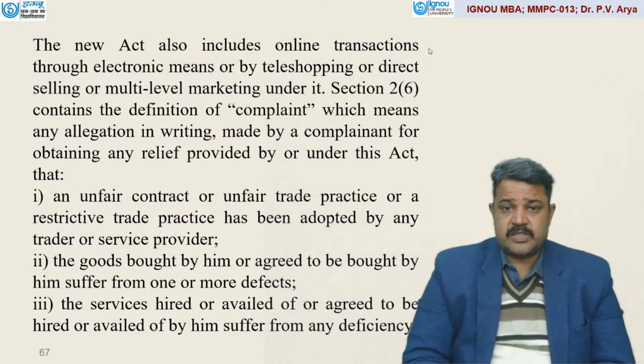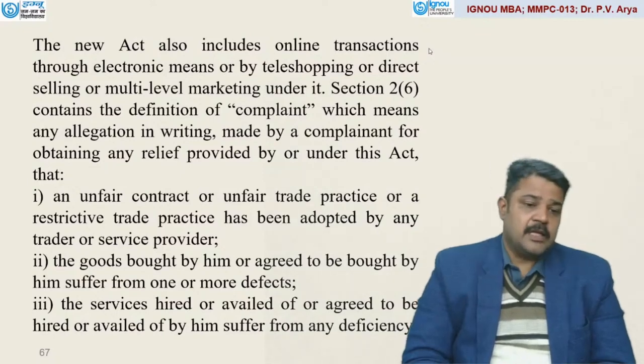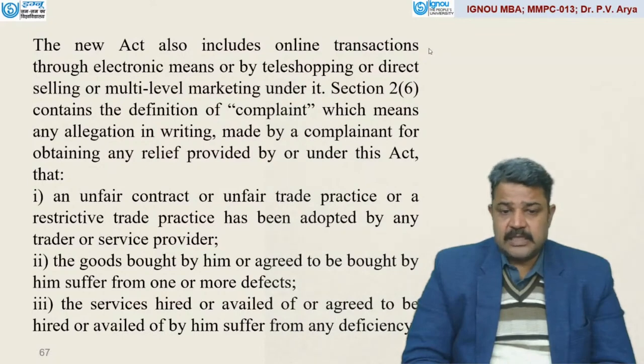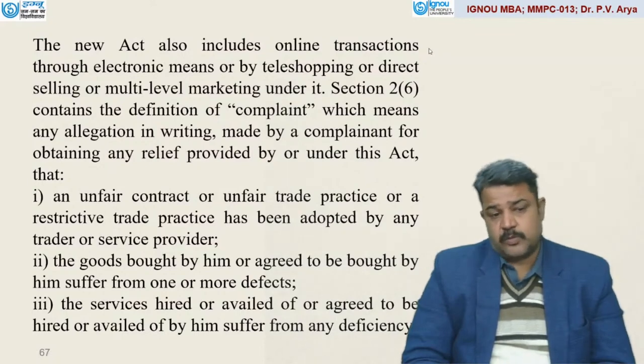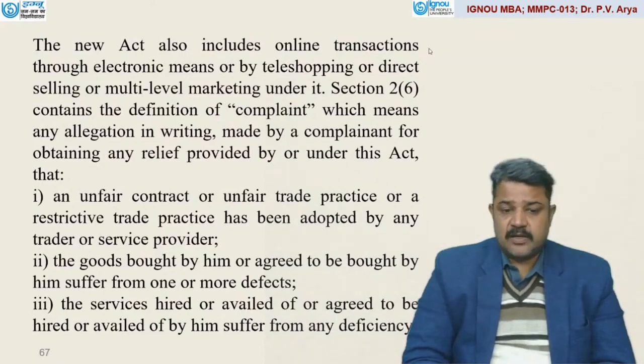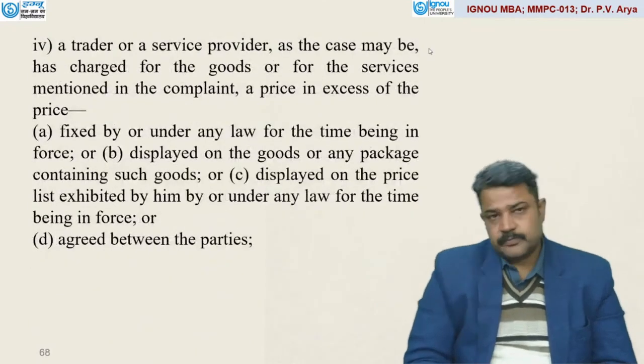Under Section 2, subsection 6 is the definition of complaint, which means any allegation in writing made by a complainant for obtaining any relief provided by or under this Act: that an unfair contract, unfair trade practice, or a restrictive trade practice has been adopted by any trader or service provider; the goods bought by him or agreed to be bought by him suffer from one or more defects; the services hired or availed of or agreed to be hired or availed of by him suffer from any deficiency.